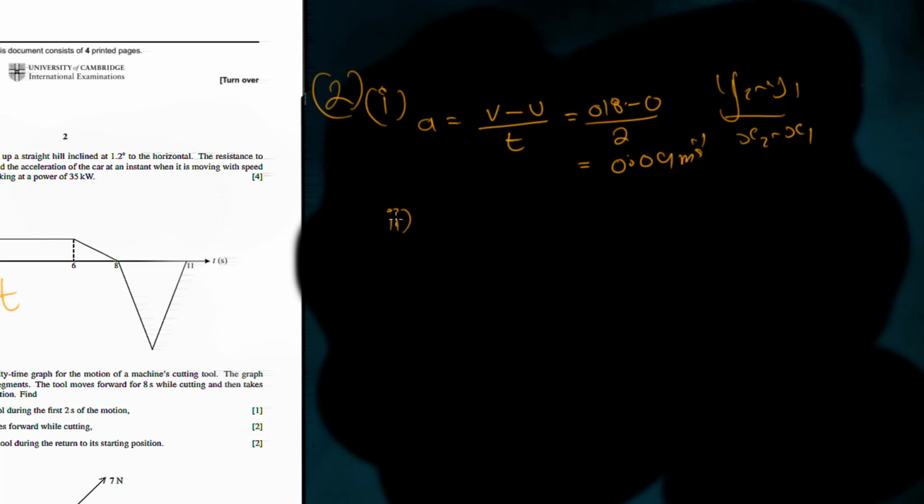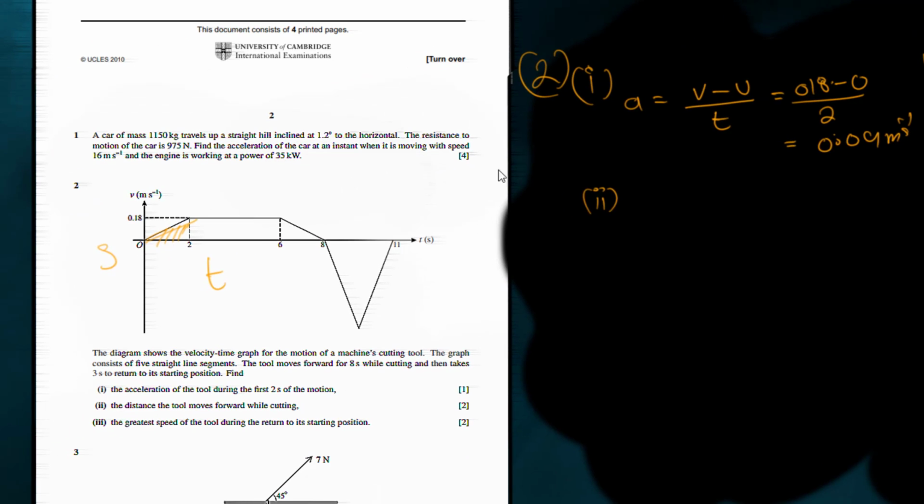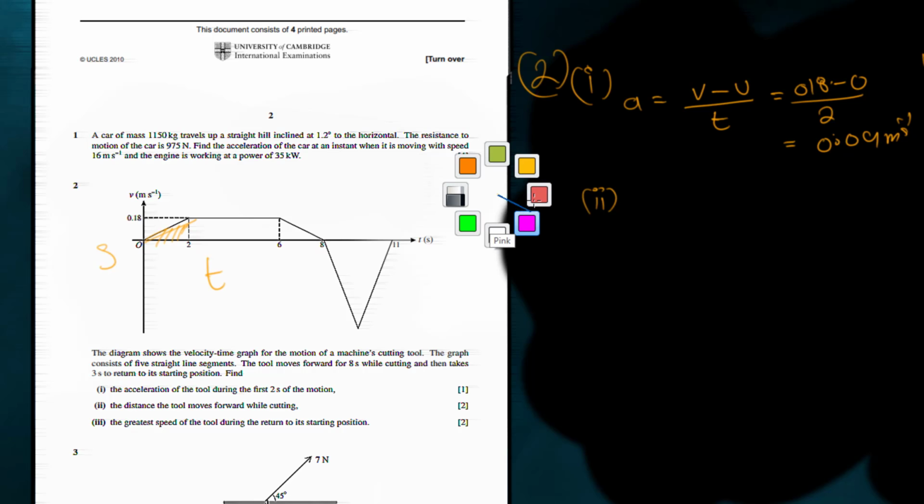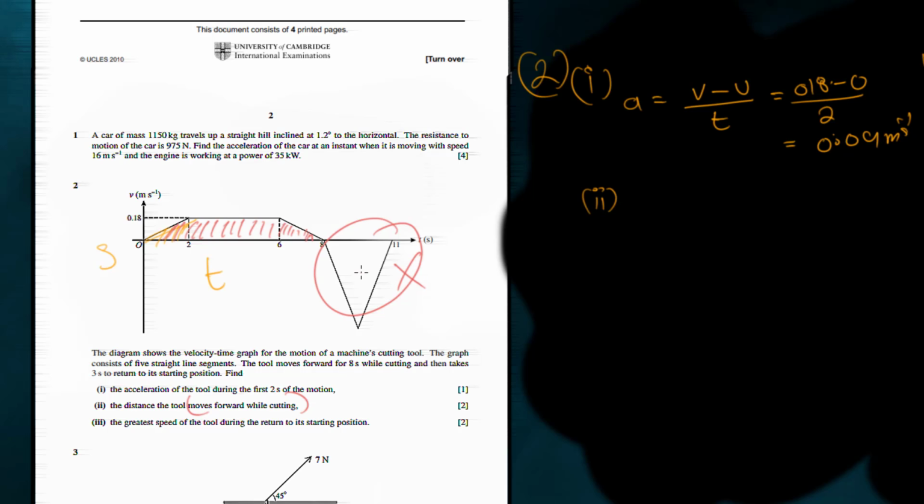Part 2 of the question: the distance the tool moves forward while cutting. So basically, in a speed time graph, we know that the area under the curve represents distance. So all you have to do in this situation is to find this distance under the curve. Now the question explicitly says while moving forward. So this part over here we will ignore for now, because this is the part which is dragging the chainsaw back towards the initial position.